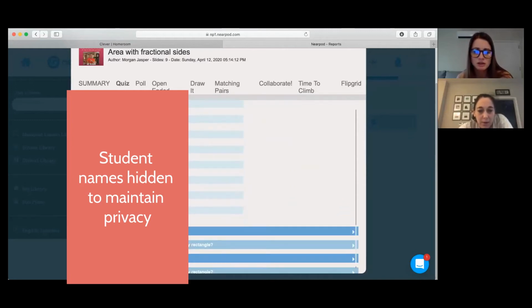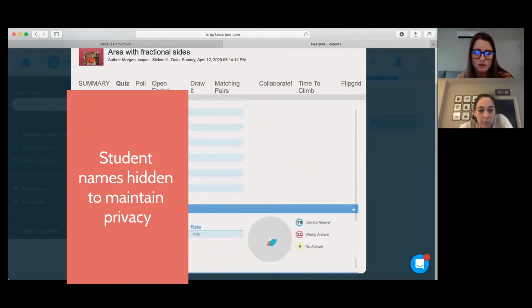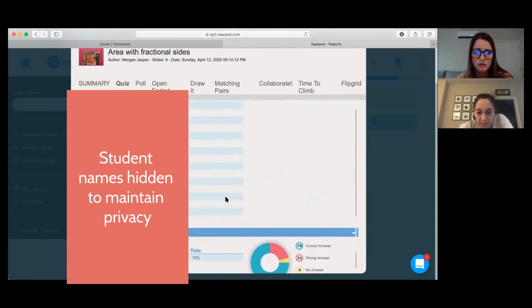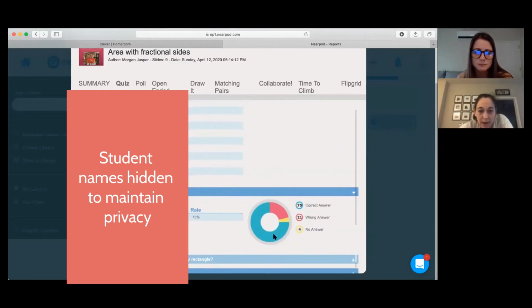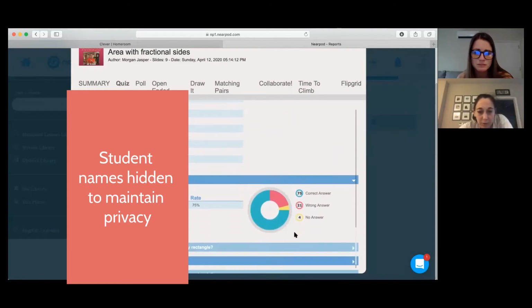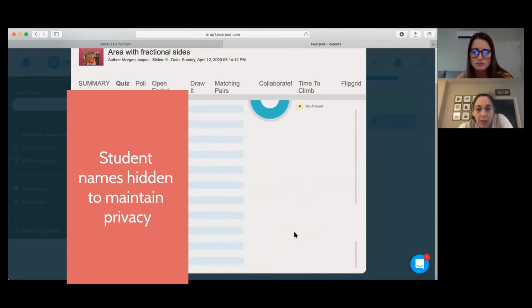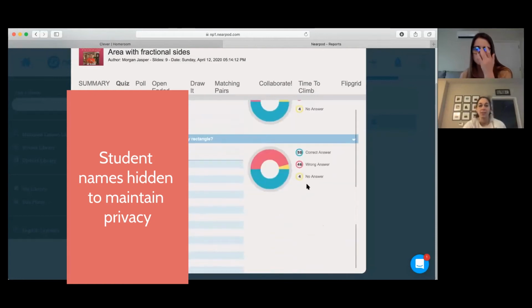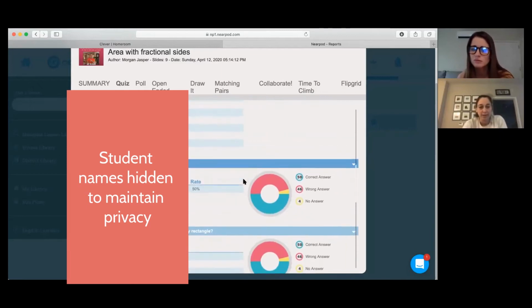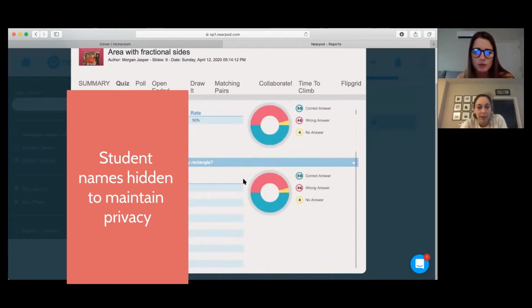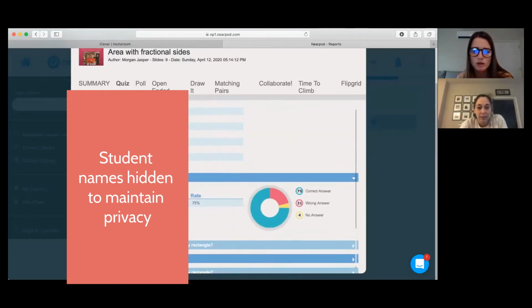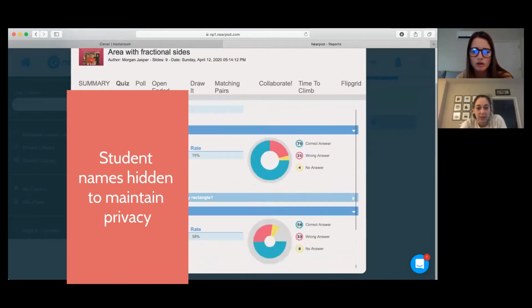Right, and who got it wrong. Just so that I know, like 75% got it right, 21% got it wrong, 4% didn't have an answer. So I would think if they didn't have an answer, that means they didn't know the answer. Okay, and they skipped it for that. But I do like the data that it gives me in certain things like that.